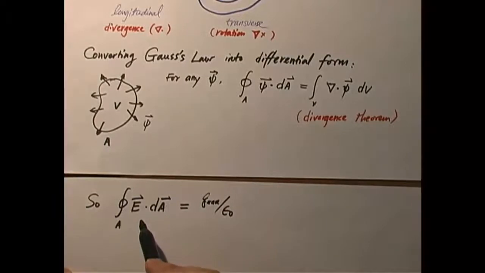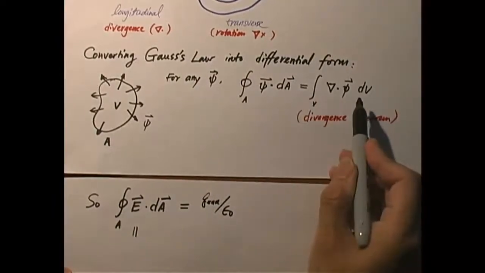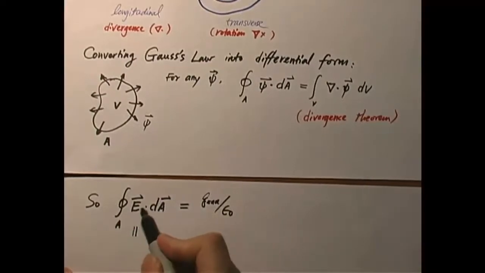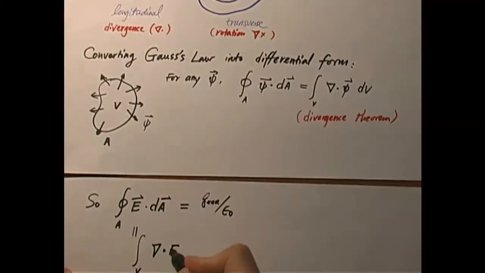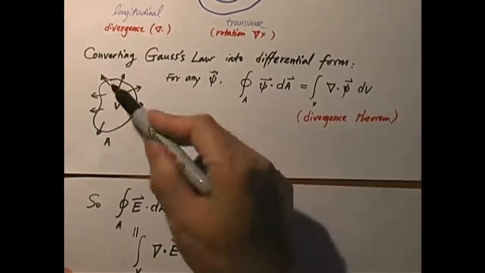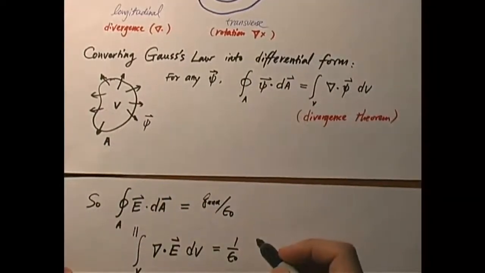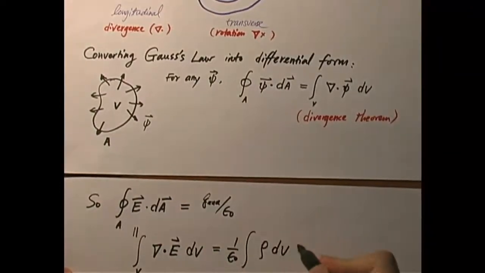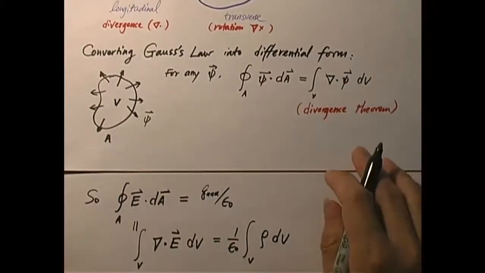First of all, the left-hand side, what is that equal to? According to the divergence theorem, the surface integral of E dot dA equals the volume integral over V of gradient dot E, or the divergence of E, dV, right? And the other side, 1 over epsilon naught times Q, the charge enclosed. If the charge density inside is rho, then all you really do is integrate rho over dV. You see that?